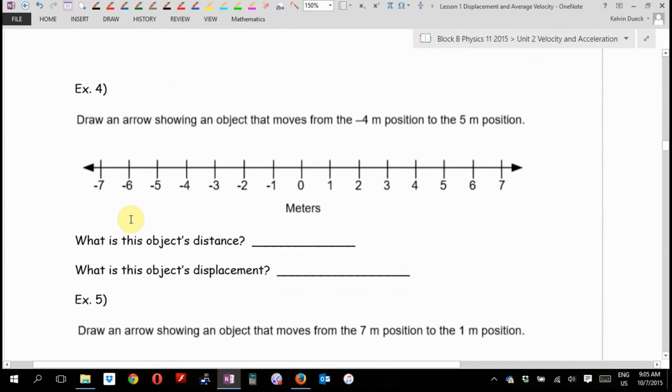So we often use a variable, x or d, to symbolize an object, and subscripts, i or f, to show initial and final. Example 4: draw an arrow showing an object that moves from the -4 meter position to the +5 meter position. I could put the dots right there. Draw an arrow. And I might call this x initial or d initial. I'm using both variables to get used to both of them. And I might call this x final. I'd figure out what you meant if you wrote that.